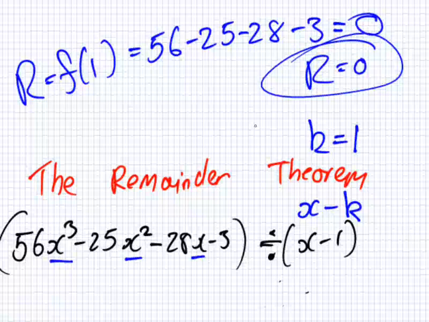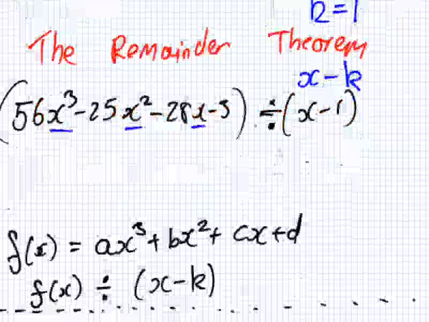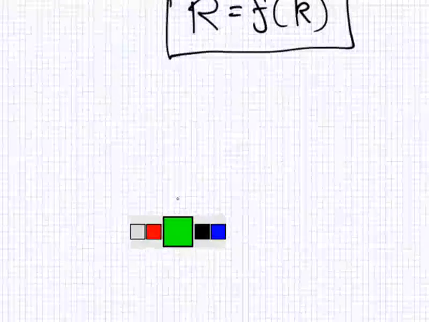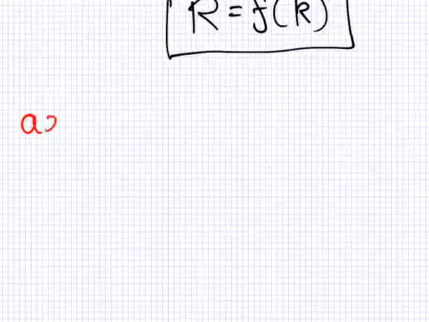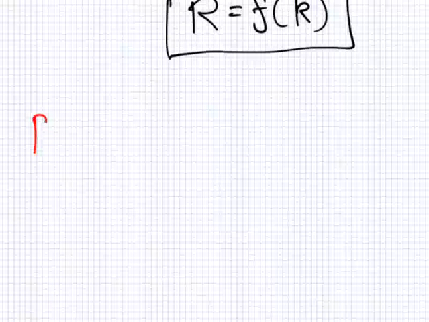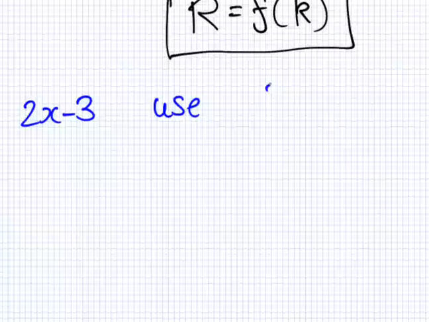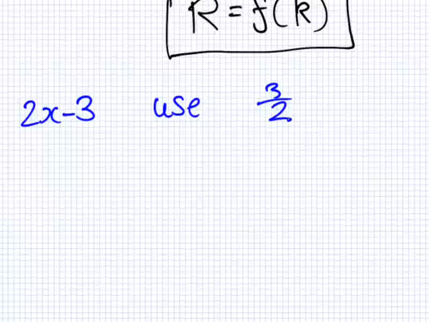So the remainder equals d plus ck plus k squared (b plus ak). So the remainder equals d plus ck plus bk squared plus ak cubed. So the remainder equals ak cubed plus bk squared plus ck plus d.